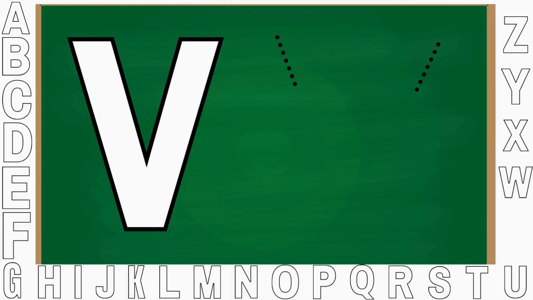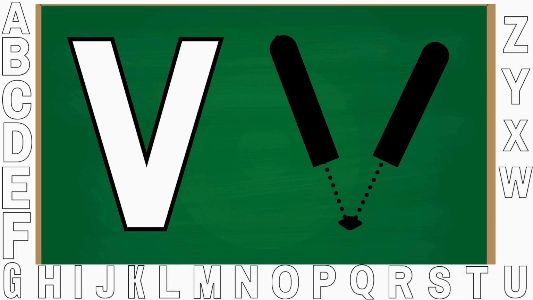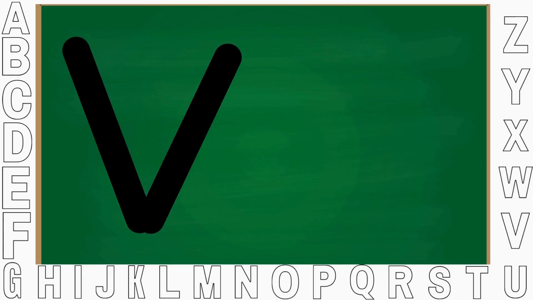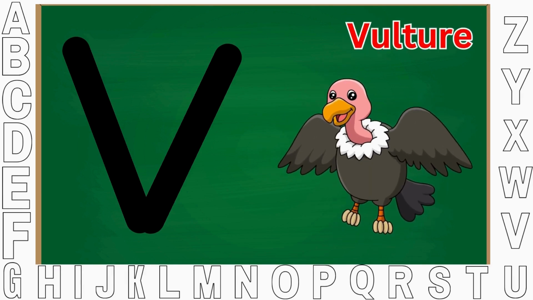V. Draw two diagonal lines that are meeting downward at a common point. V. V is for vulture.